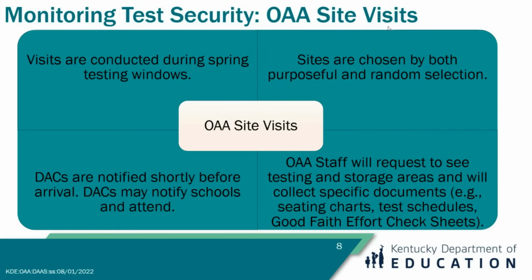Each year, staff from the OAA visits schools during the testing window. The visits are announced to the District Assessment Coordinator, the DAC, shortly before the team arrives at the school building. Sites are chosen both by purposeful and random selection. OAA staff will interview school and district staff and request to see storage and testing areas. Certain documents are also collected at the time of the visit.